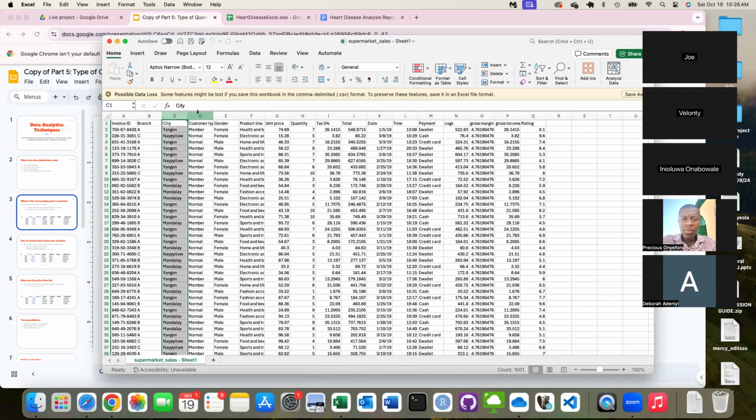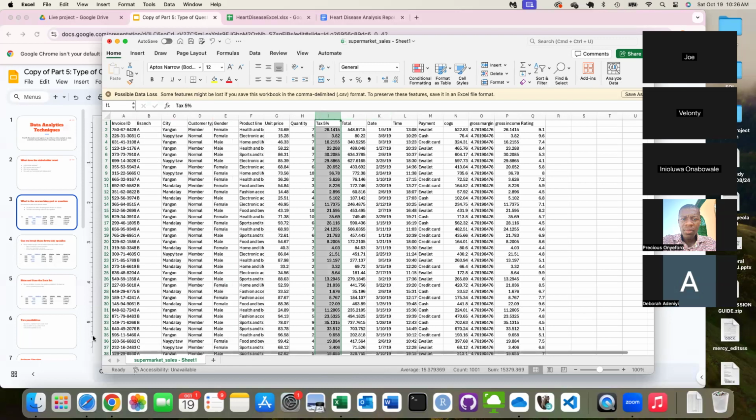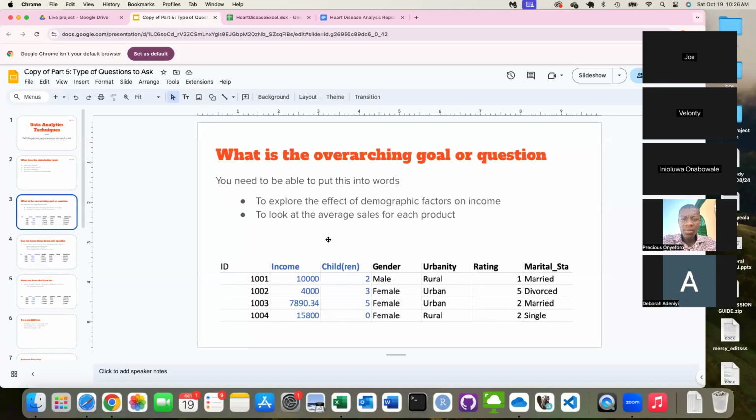So let's say this person is saying, give me the total sales by, say, ethnicity. For example, we don't have an ethnicity variable here. So how do we get ethnicity? It's not possible, right? So you need to know what your overarching goal is.